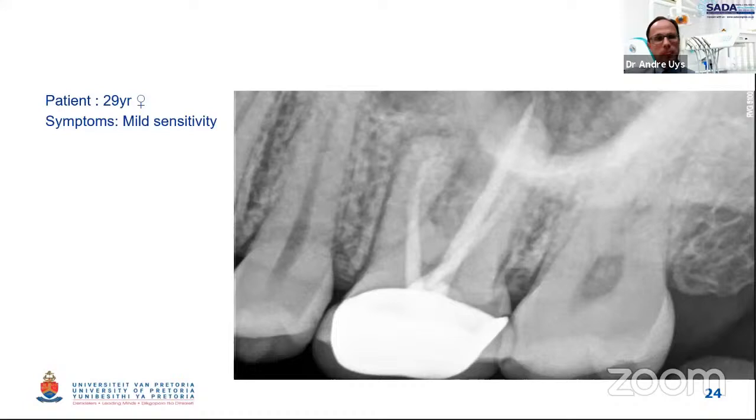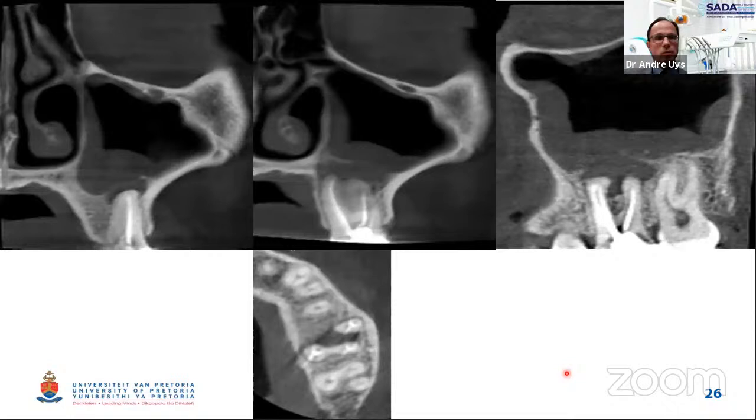What did the CT show us? You can see here that there was periapical radiolucency associated with all the roots of that tooth. So here's the mesiobuccal and palatal, as well as the distal. And you can see that there's a radiolucency around all of them. There's also displacement of your sinus floor, as well as destruction of the sinus floor, which you can see from this image. And then you've got this related mucosal thickening associated with the floor of that sinus.